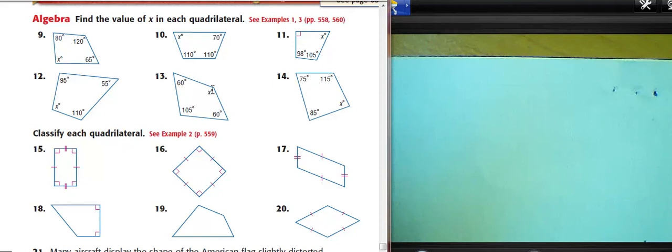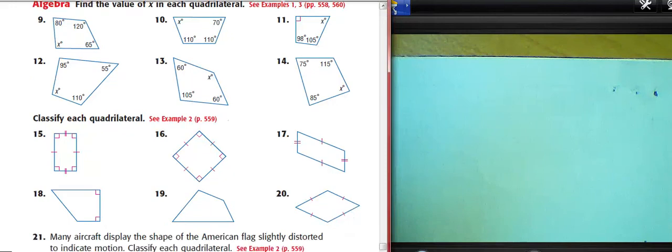What about question 15? Classify each quadrilateral. We have a rectangle. 16, it was a square. A parallelogram. Question 17, parallelogram. Question 18, trapezium. Question 19, it was a quadrilateral. Question 20, rhombus.